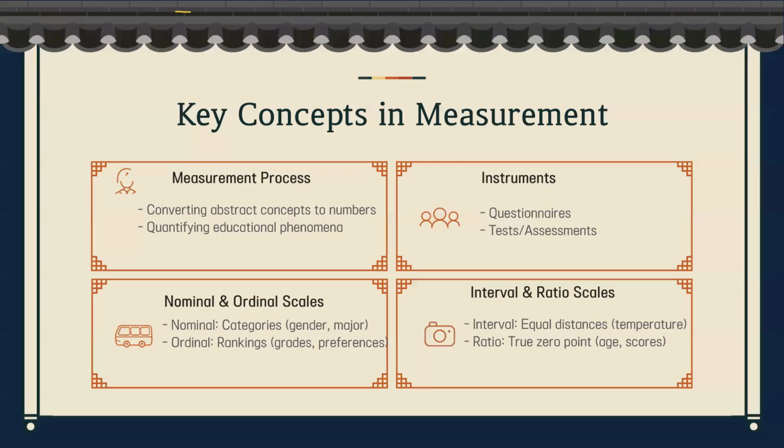Measurement is the process of converting abstract concepts into numbers. Variables can be measured using different scales. Nominal scales are just categories like gender. Ordinal scales provide a ranking or order like grades. Interval scales have equal distance between points. And ratio scales have a true 0 point, like age or test scores.